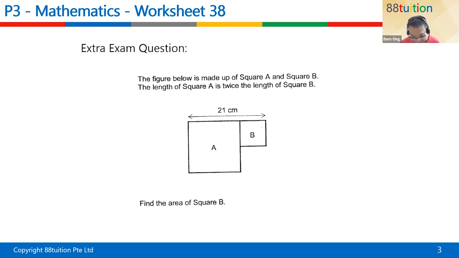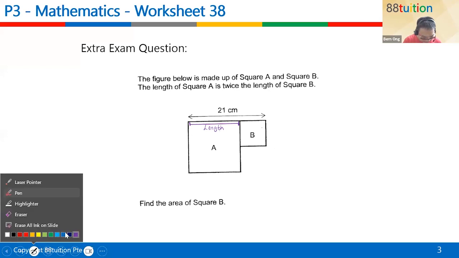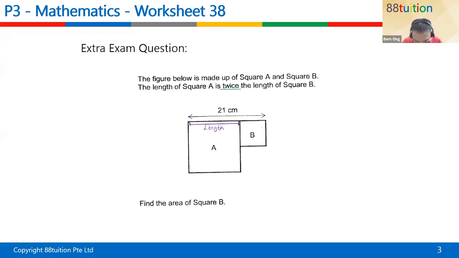So the figure below is made up of square A and square B. The length of square A, which means down here, this purple portion, is called the length of square A. The length is twice. Twice means 2 times the length of square B. So this is square B, the length. Is that okay? What's the meaning of twice?